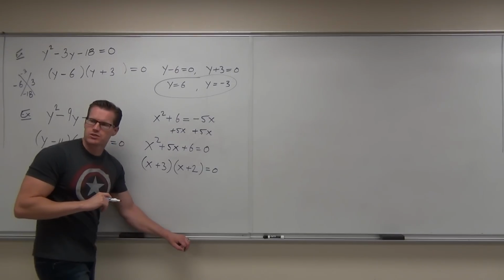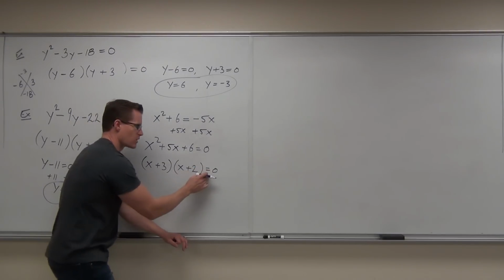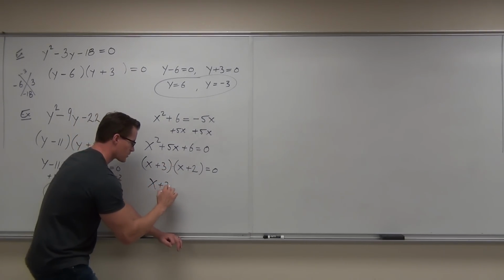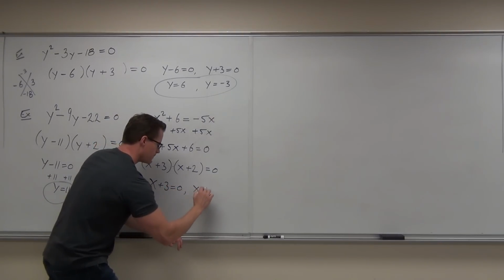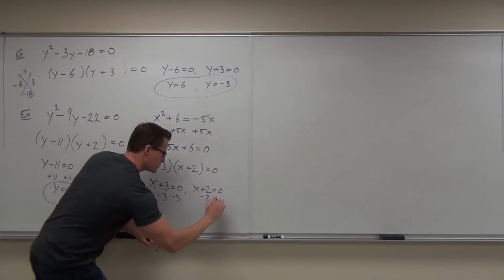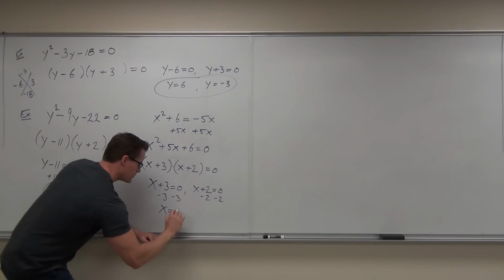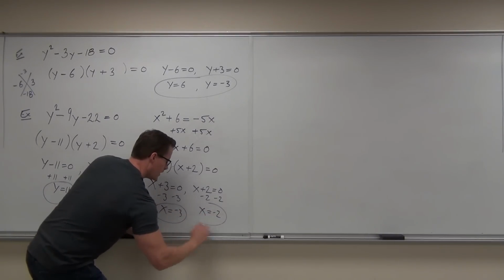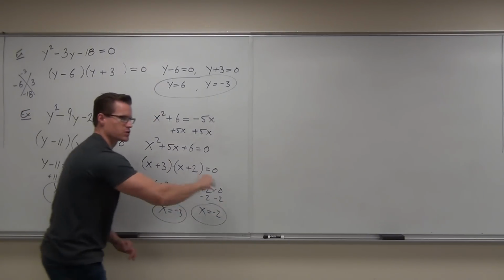Do we stop, folks? Do we stop? No. With the equal to 0, I go, you know what? I got a product. It's equal to 0. That's the 0 product property. That's great. If I subtract 3 and subtract 2 respectively, I get x equals negative 3. We get x equals negative 2. And we get our 2 solutions like we should be expecting.